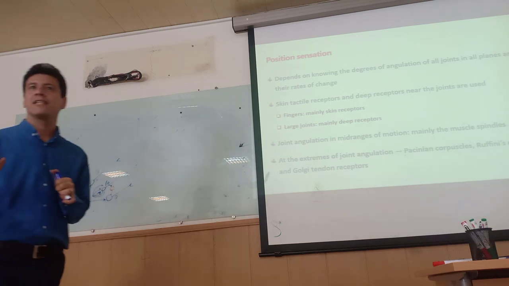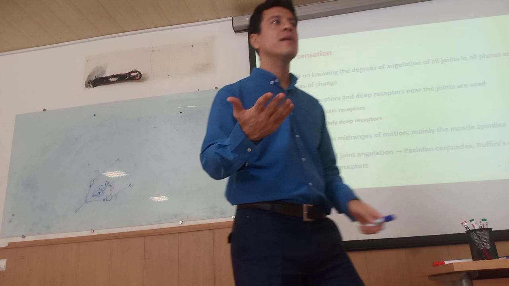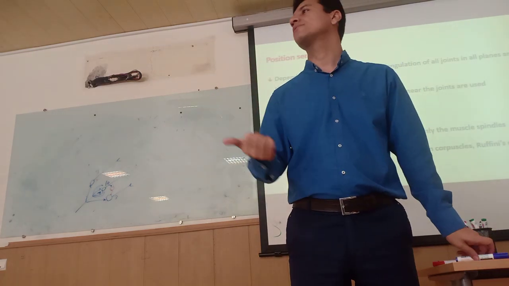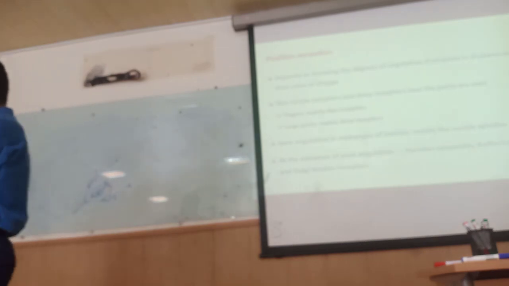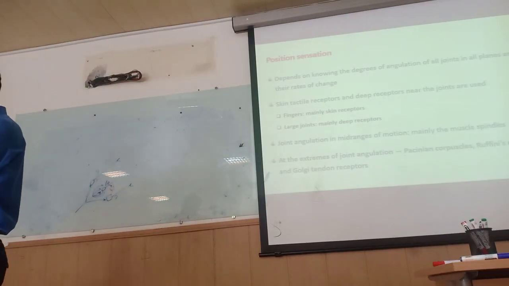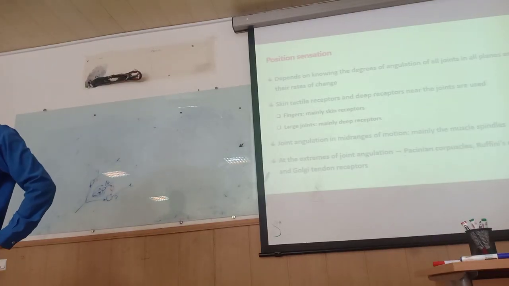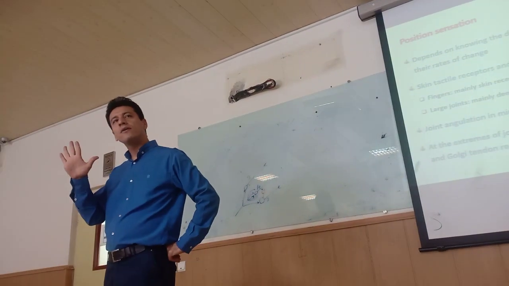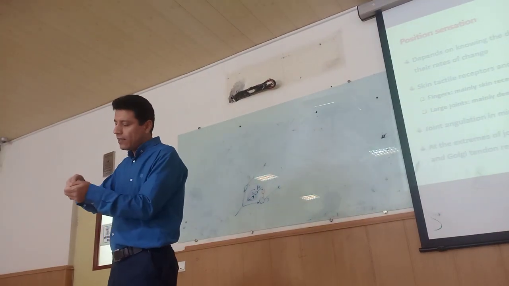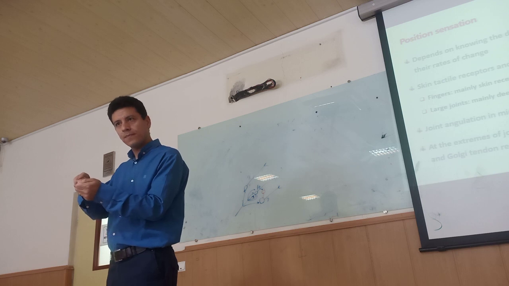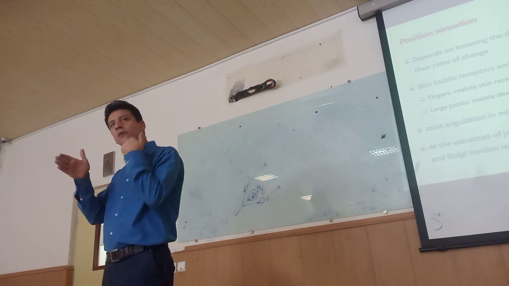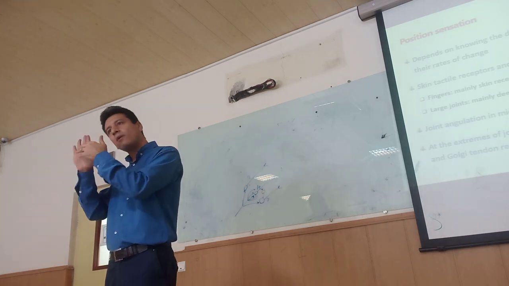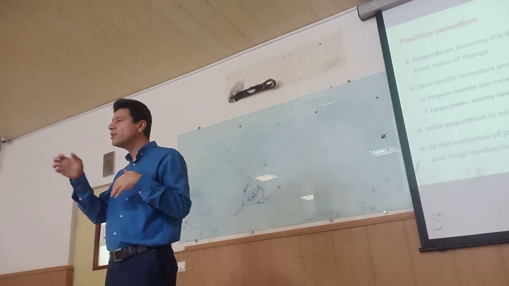Okay? I told you that we have, for example, Ruffini endings in joints and in the skin. So there are Ruffini endings in these areas of the skin, on the joints, I mean. So when you stretch your fingers, Ruffini endings are stretched, they are activated. They send the signals to the brain. So based on the information that comes from the Ruffini endings, the brain knows the position of the fingers.